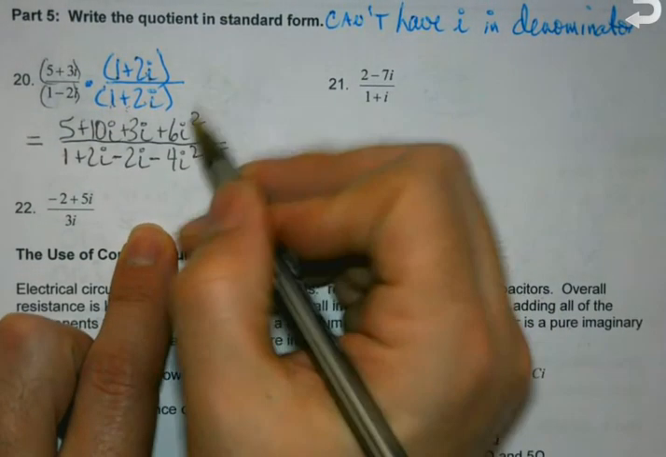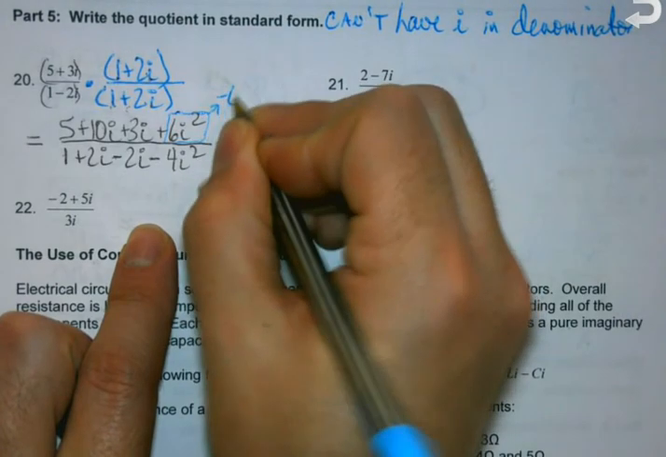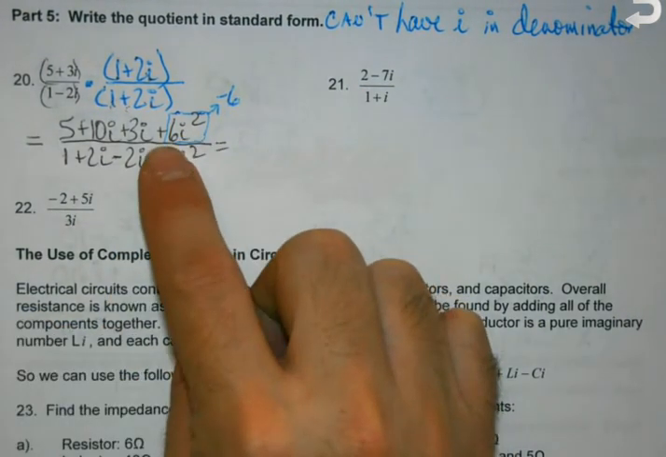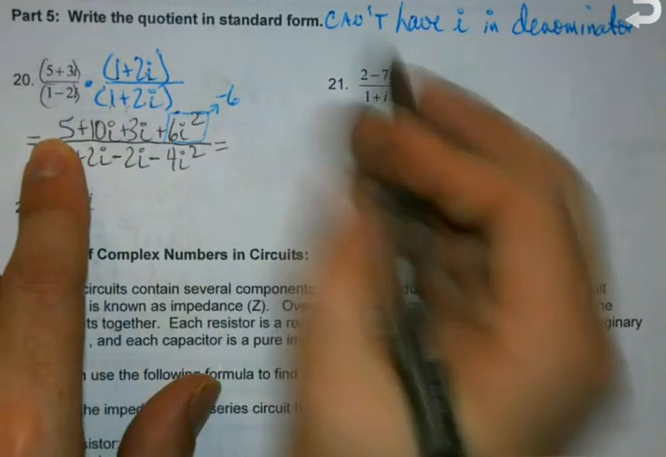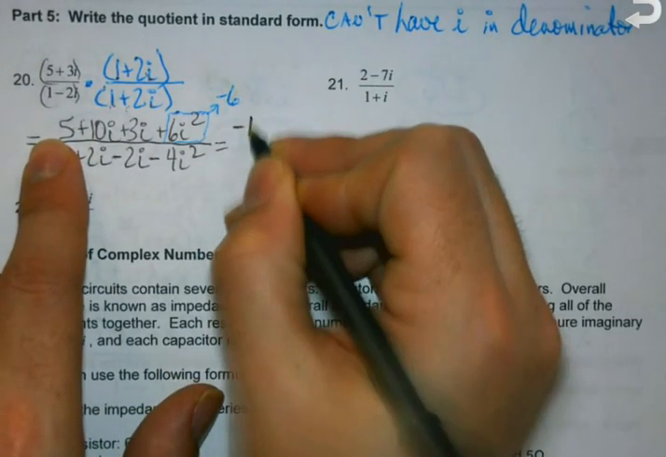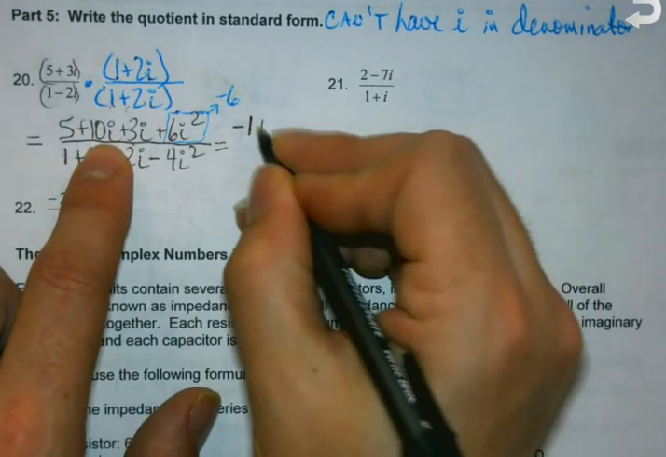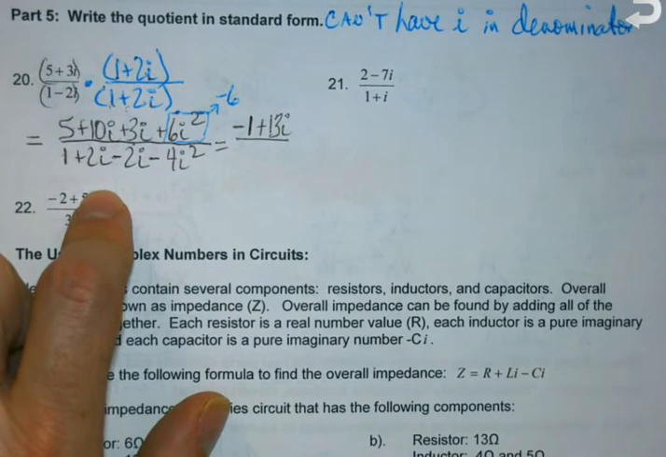So as was mentioned, the 6i squared, we know actually equals negative 6. Because i squared is negative 1, times 6 is negative 6. So 5 plus negative 6, negative 1. 10i and 3i, 13i. But watch what happens down below.